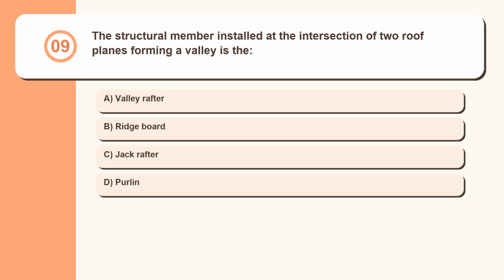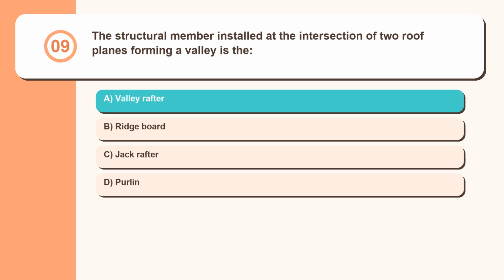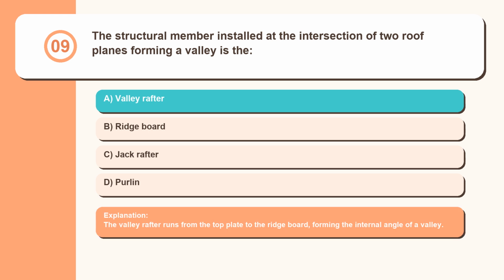Question 9. The structural member installed at the intersection of 2 roof planes forming a valley is the valley rafter, ridge board, jack rafter, purlin. The valley rafter runs from the top plate to the ridge board, forming the internal angle of a valley.